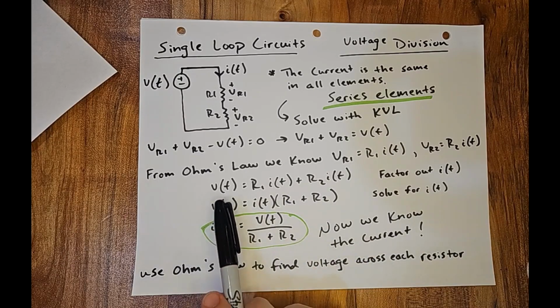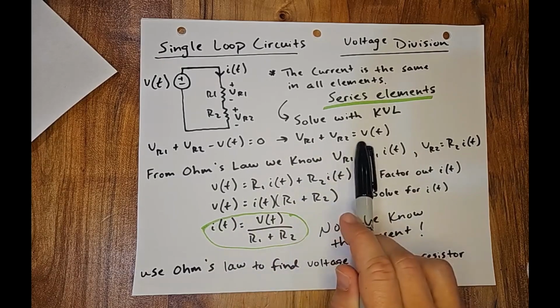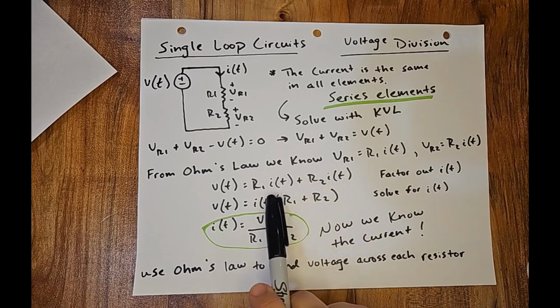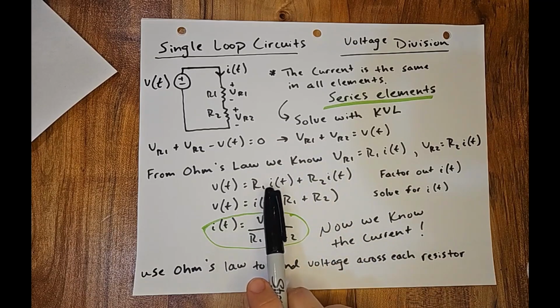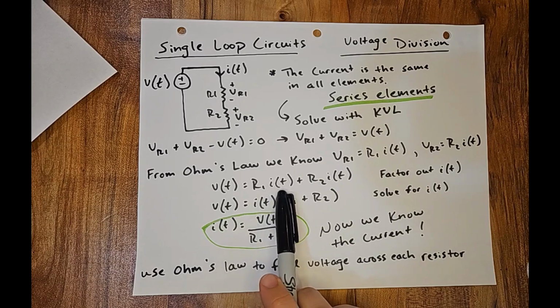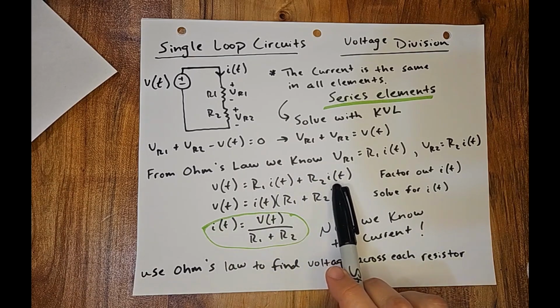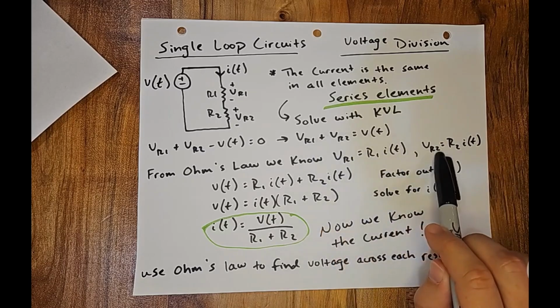With that, we know that V of t is going to equal, because we're going to take this equation here and apply it here, VR1 plus VR2. But we know that those equal R1 times I of t plus R2 times I of t. All I did was take these values and plug them in.